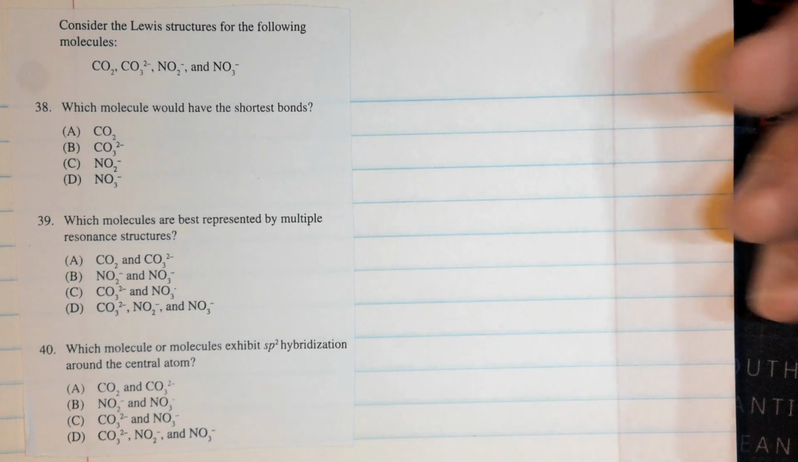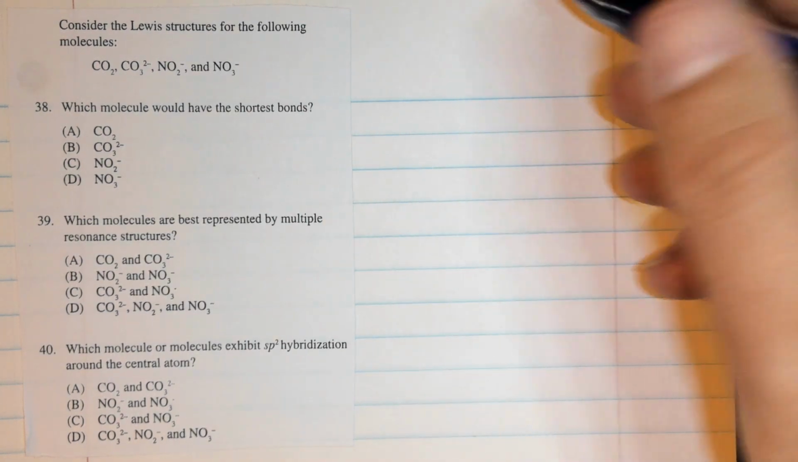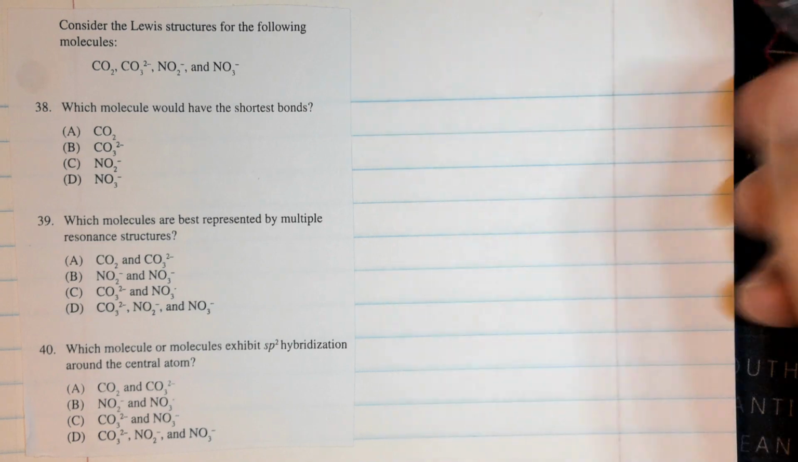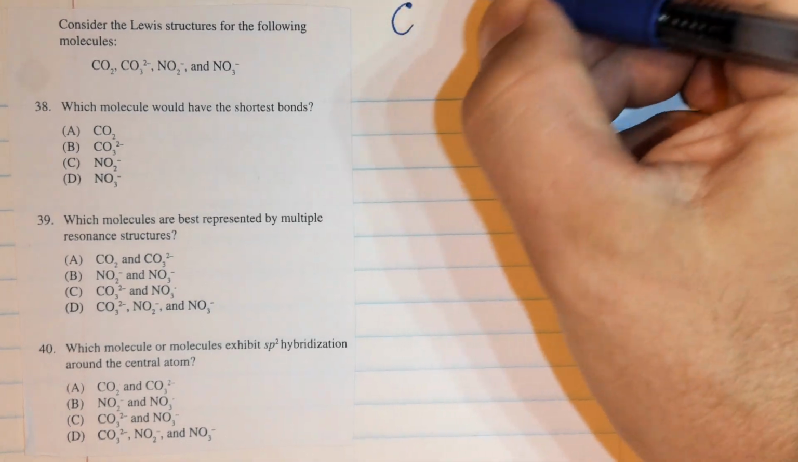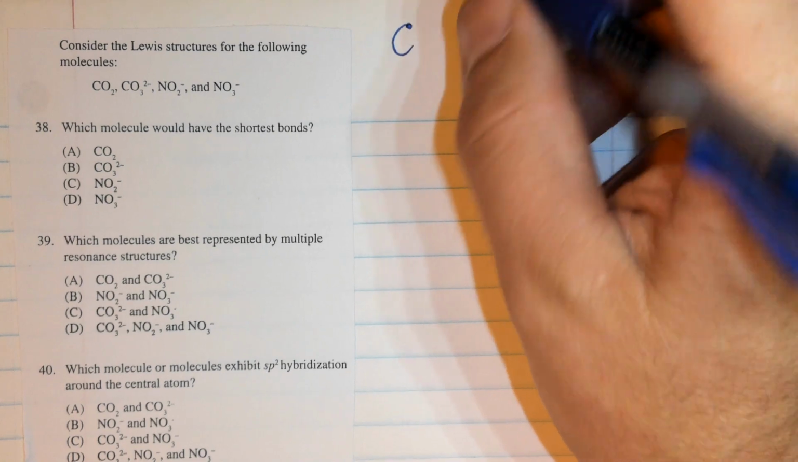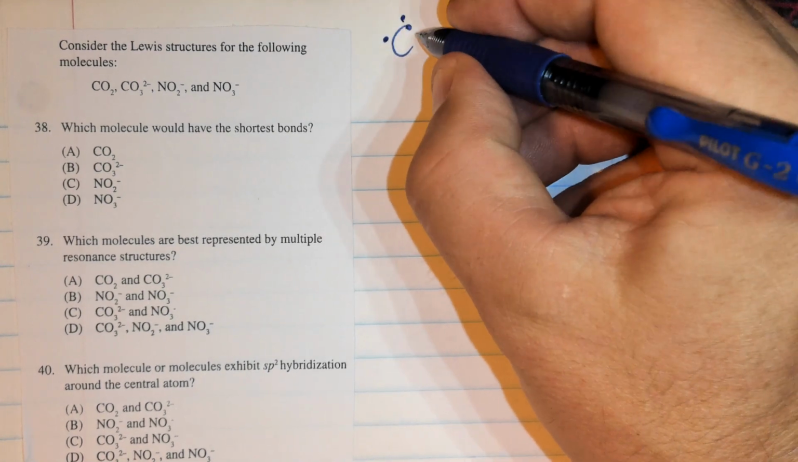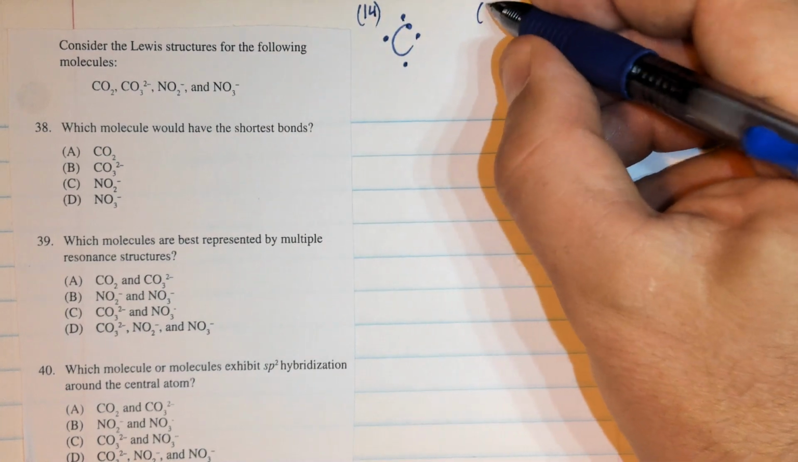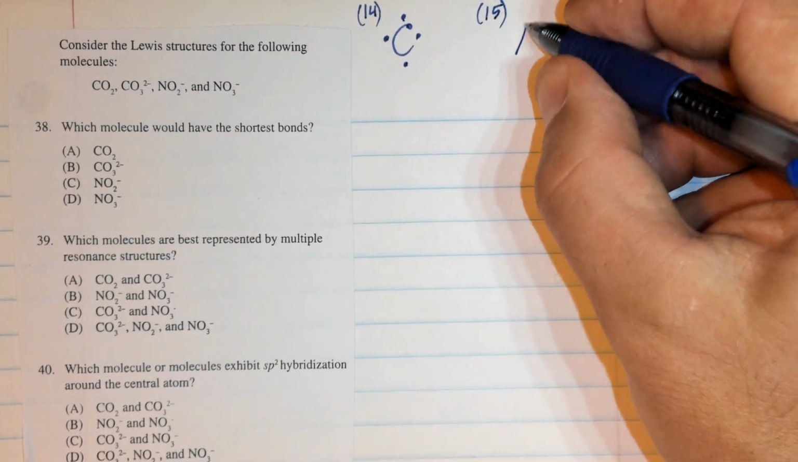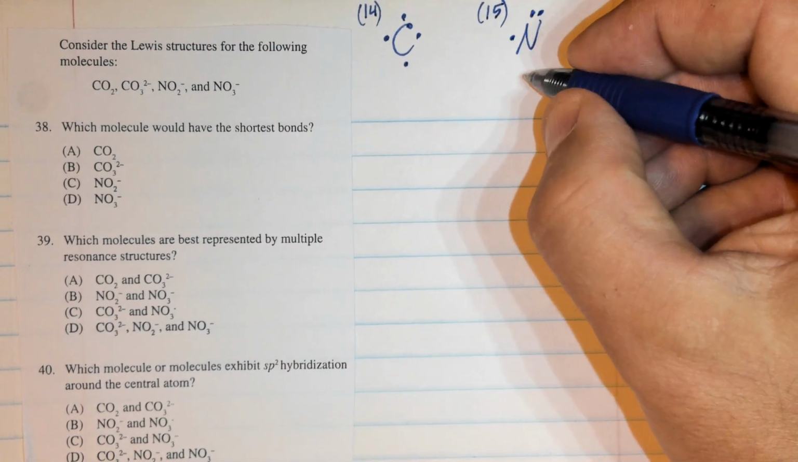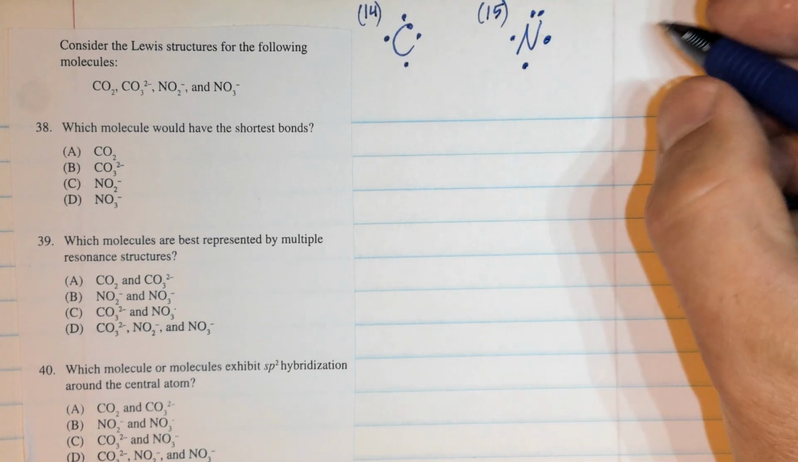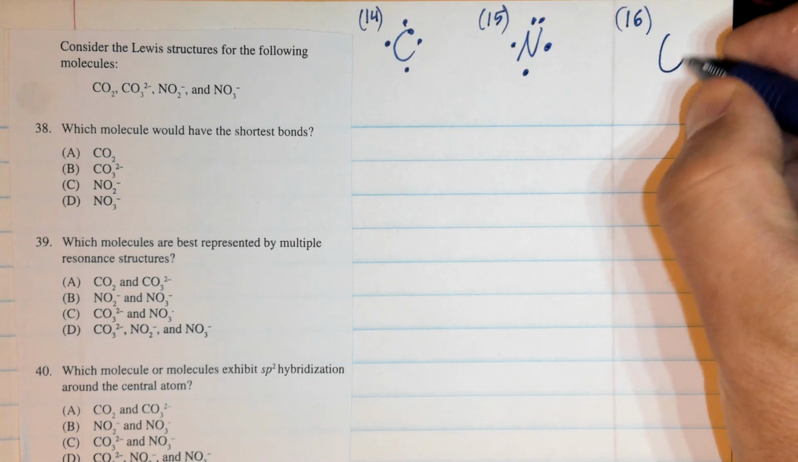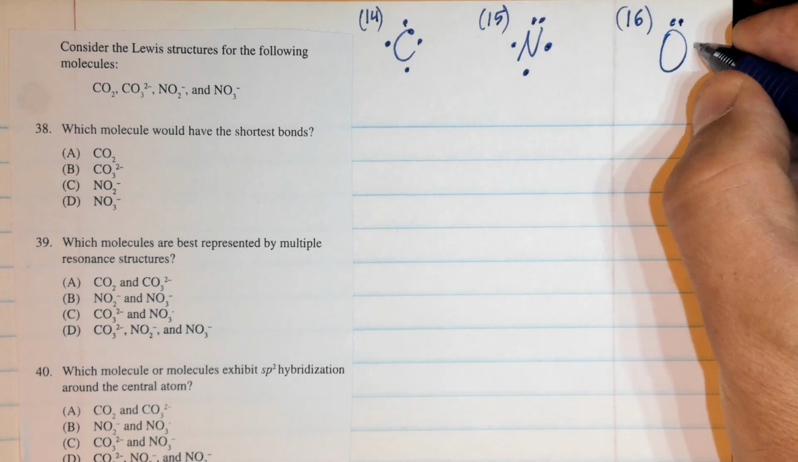We're going to start with drawing the structures of individual atoms for carbon, oxygen, and nitrogen. So carbon is in group 14. Therefore, it has 4 valence electrons. Nitrogen is group 15. It has 5. And oxygen is group 16, so it has 6 valence electrons.